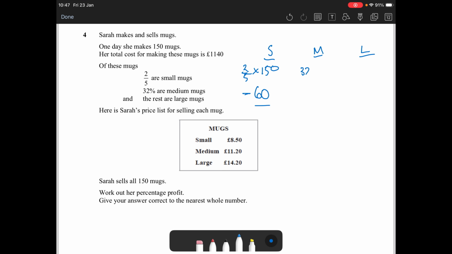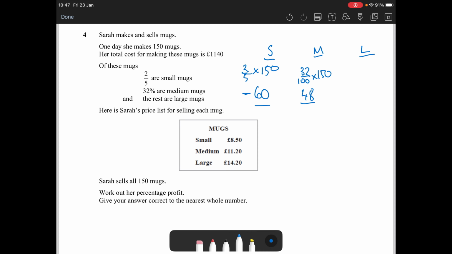So you can do 32 divided by 100 times 150. You can even turn it to decimal if you really want. So you could do 0.32 times 150. They both give you 48. Medium. Now for the large, we'll just take these two numbers away from 150.